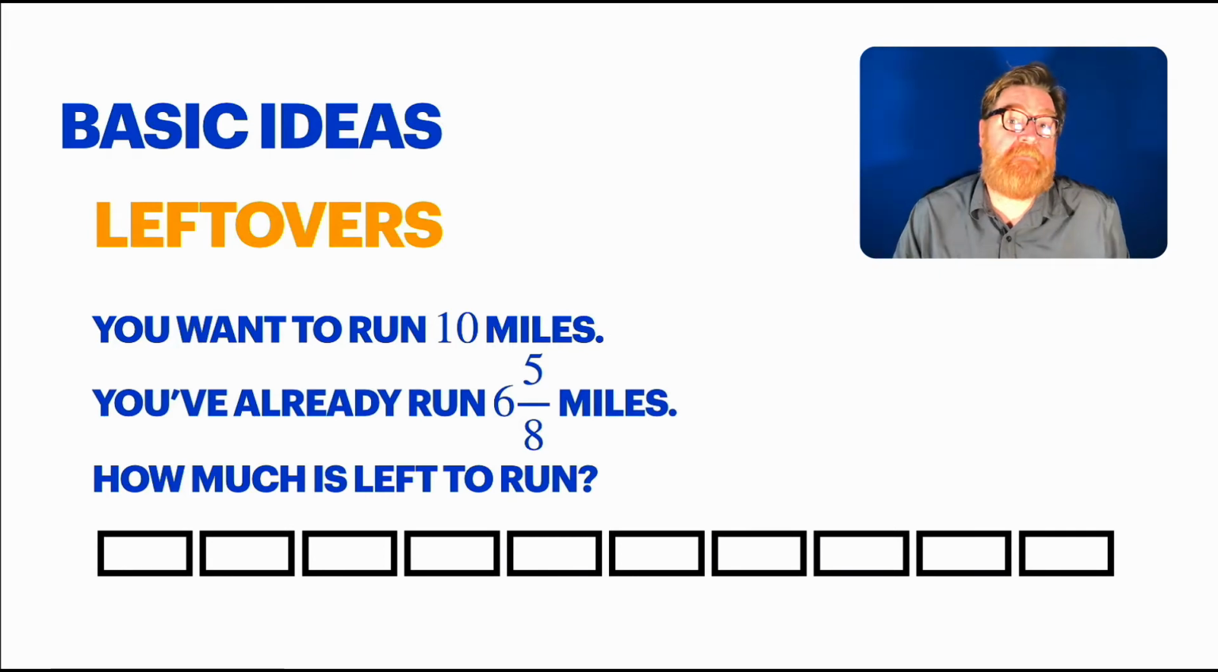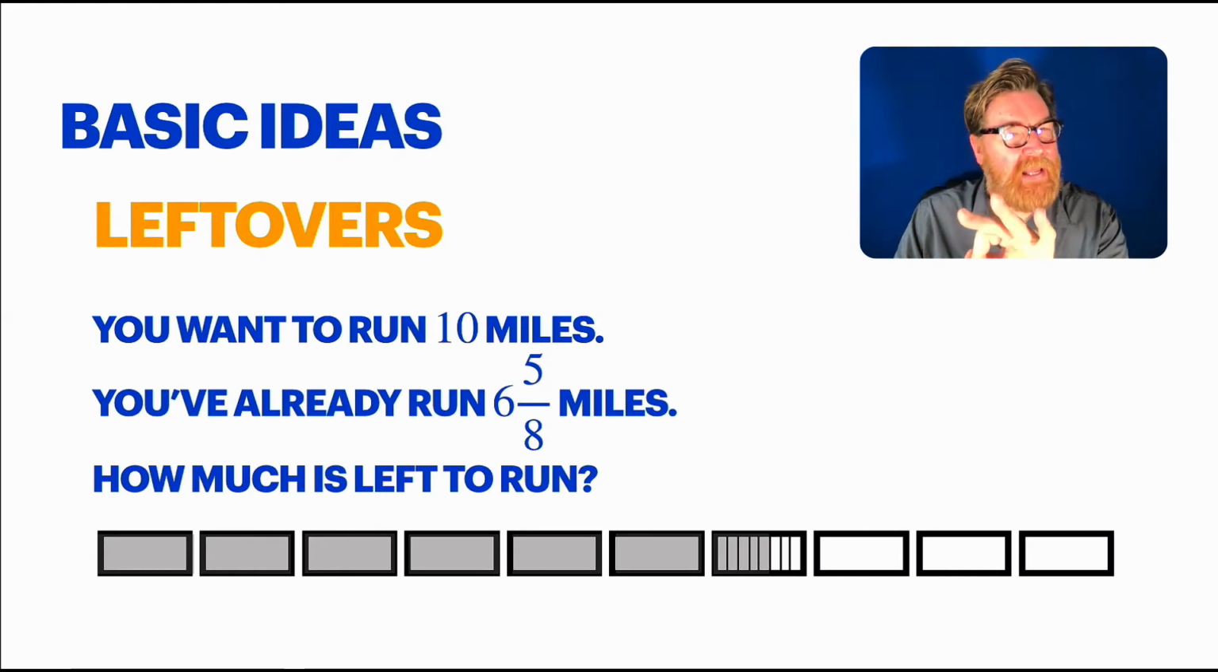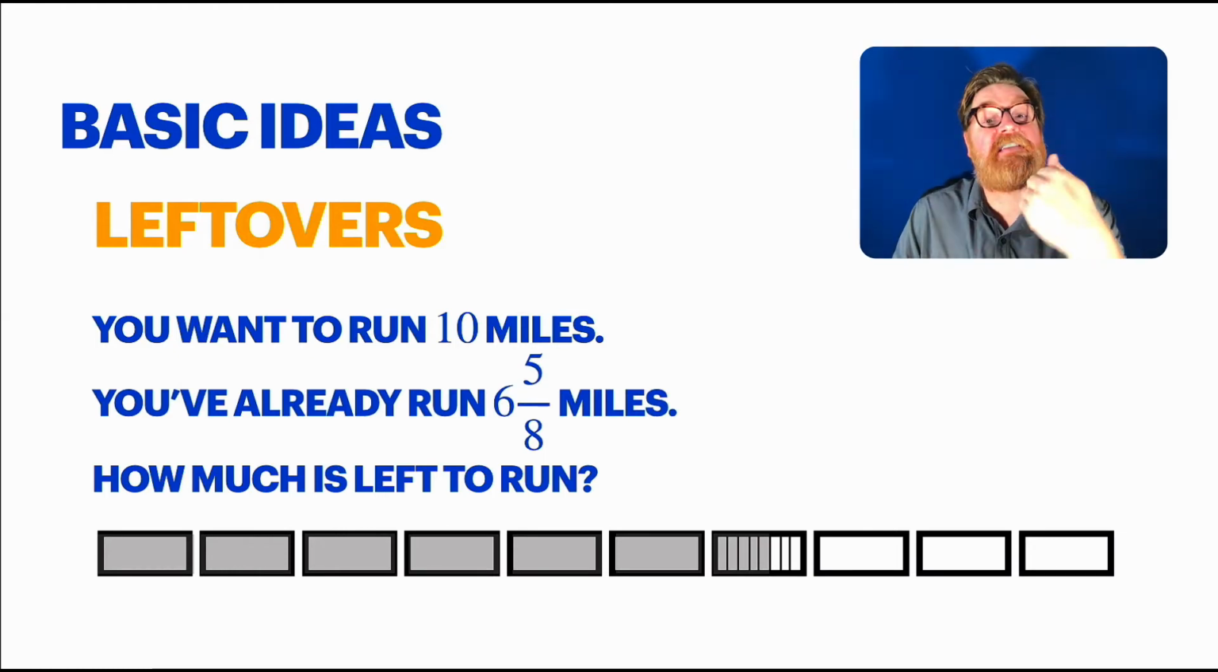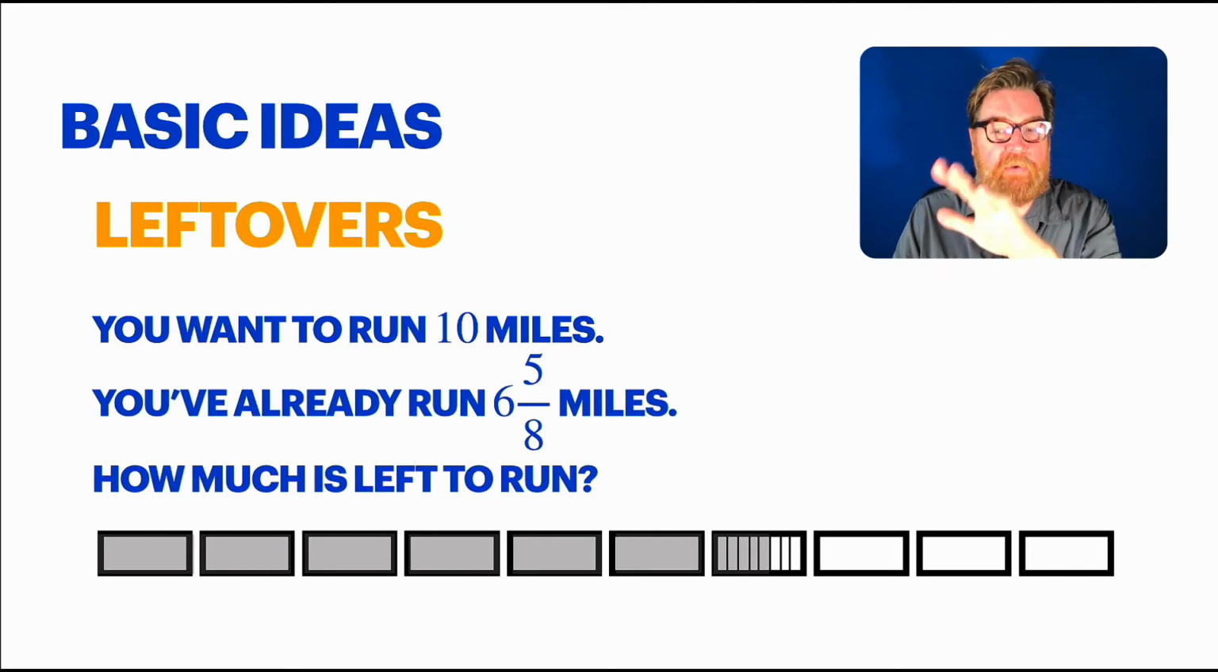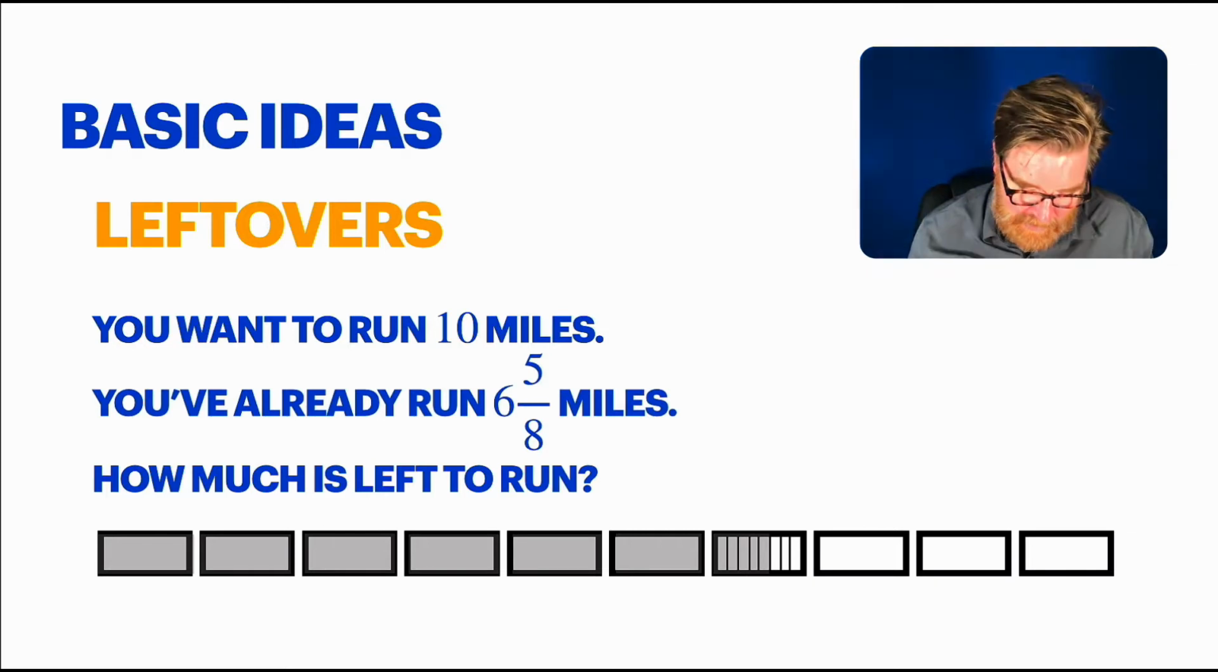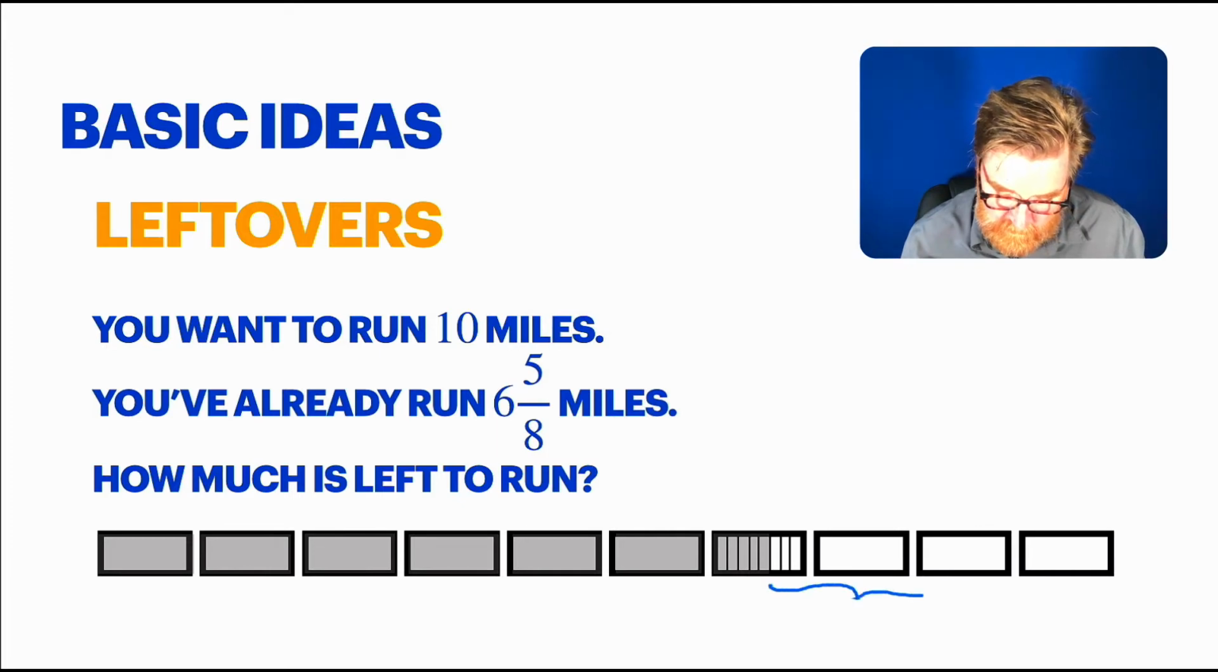All 10 miles are represented. 1 mile is represented by 1 bar. We've run 6 and 5/8. There we go. So what's left? Now it's just a matter of reading that off. You can see we've got 3/8 left to go in that 7th mile. So if we do 3/8 more, we're at 7. And then we've got 8, 9, 10. 3 more miles to go. You can see them in the unshaded bars there. We got 3 and 3/8 miles left to run.